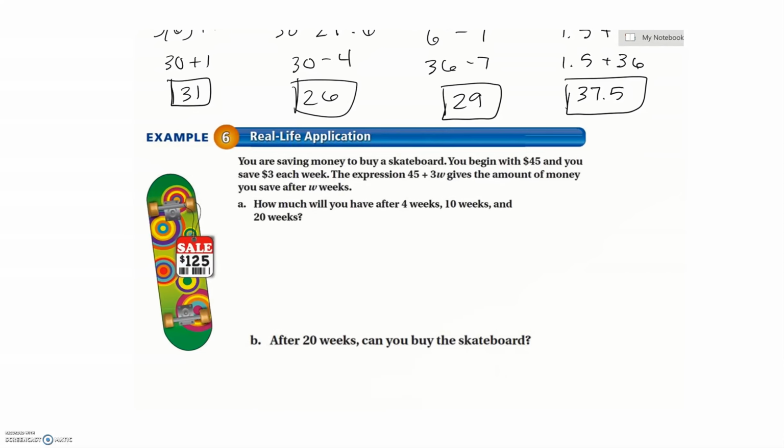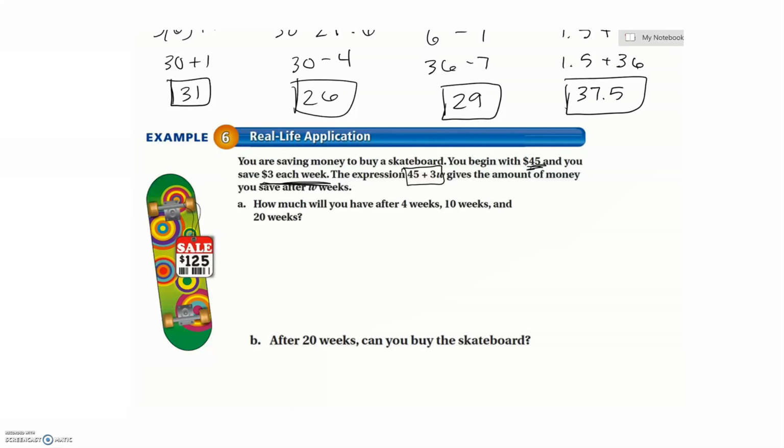Okay, and the last one is a word problem, because I know how much you guys love word problems. So you are saving money to buy a skateboard. You begin with $45 and you save $3 each week. This one gives us the expression: 45 plus $3 a week. It gives you the amount of money you save after W weeks. So first question is, how much money will you save after 4 weeks, 10 weeks, and 20 weeks?